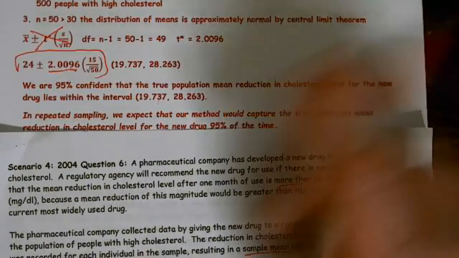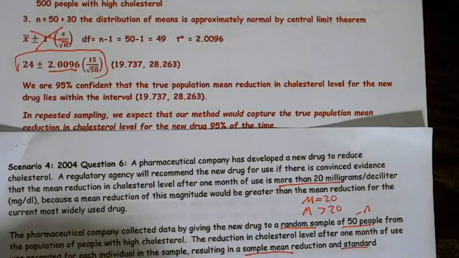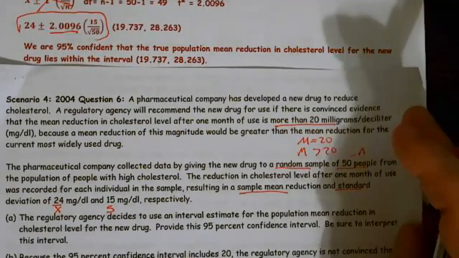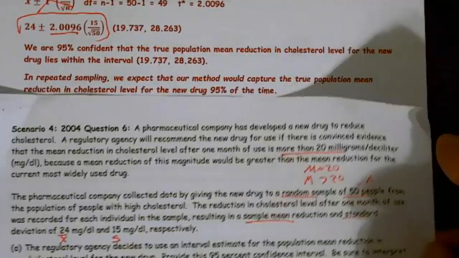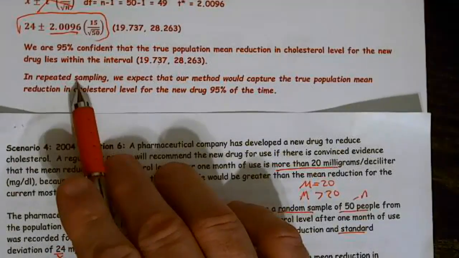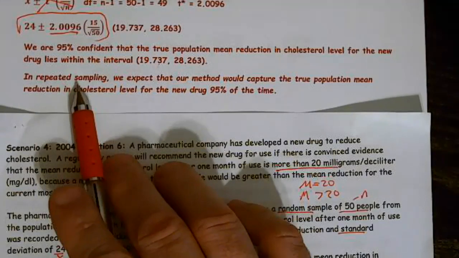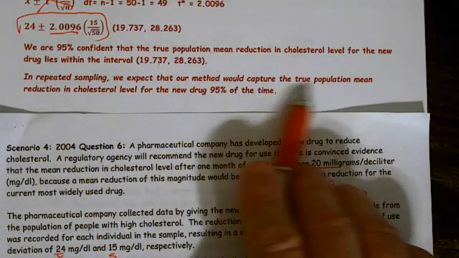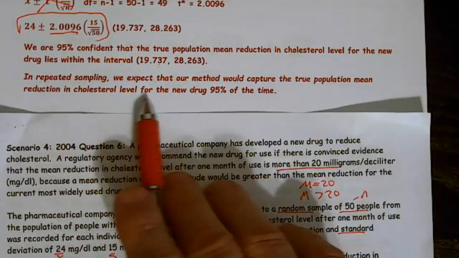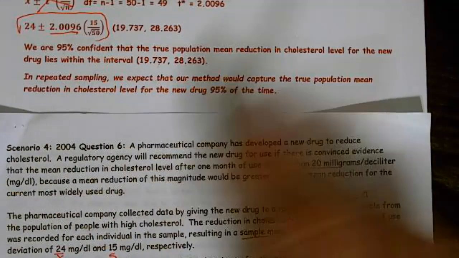Now, one thing I notice about this is 20 is contained in the interval. Because 20 is contained in the interval, I'm not going to be very excited, because I needed 20 not to be contained in the interval. I needed all positive values greater than 20. Always make sure that we write this down: in repeated sampling, we expect our method would capture the true population mean reduction in cholesterol for the new drug 95% of the time.